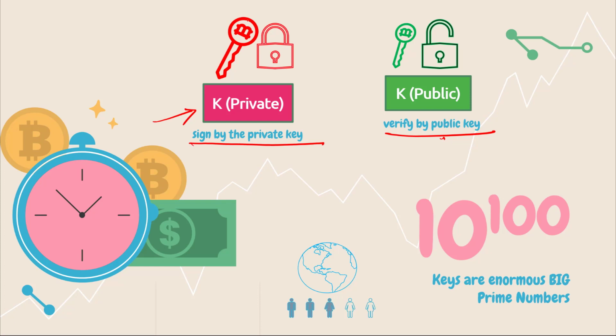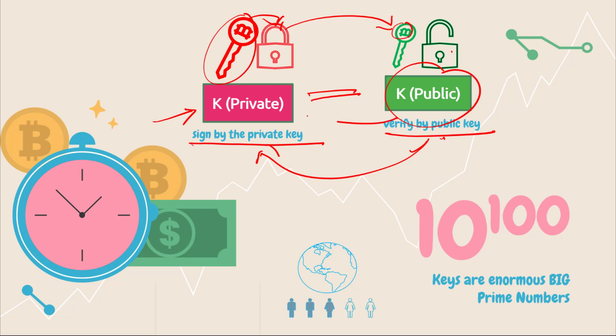Or the other thing is, let's say if I encrypt a message with my private key, it can only be decrypted by my public key. Similarly, if a message is encrypted by the public key, it will only be decrypted by the private key. So this way you can use one key to encrypt and the other key to decrypt. These two keys are mathematically related to each other, but there's no way, if you know the public key, that you can derive the private key.